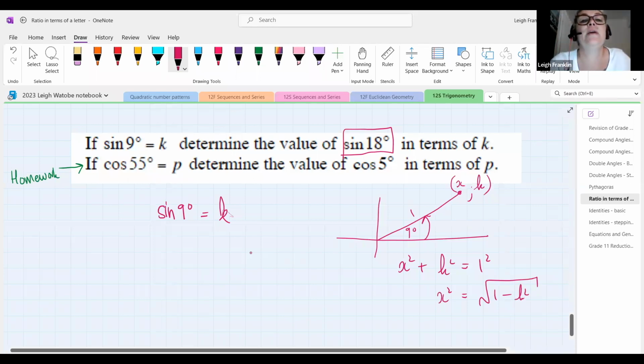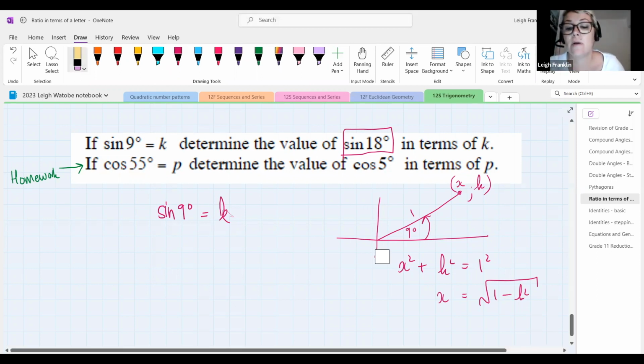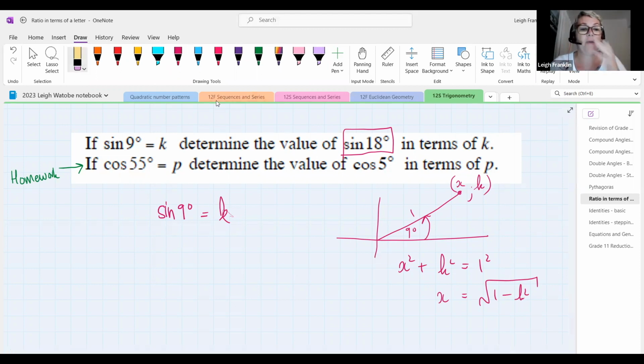What do you think the next step would be? What do you think we would need to do now? So I've worked out what x is. I know that the sine of 9 is equal to k. What do you think the next step is? Double angle, 100%. So what would you write, Pinga? What would you write?